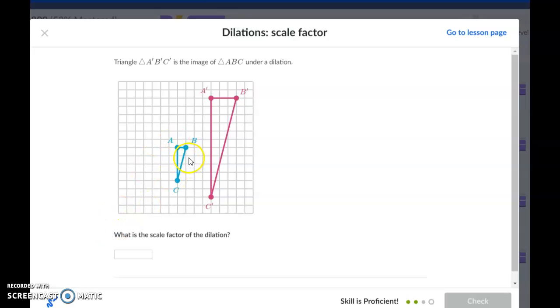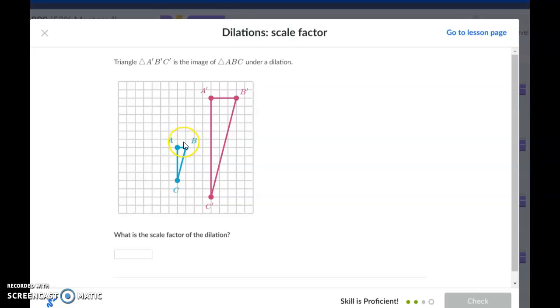So what we're going to do is, and this is the original, this teal color here, we're going to measure one of the sides on the original, and then we're going to measure it on the triangle that's been dilated. We're going to see what the difference is. So AB is the easiest.